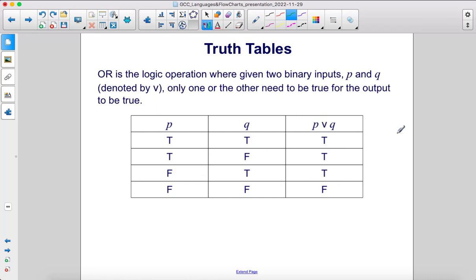Or is the logic operation where given two binary inputs, P and Q, only one or the other needs to be true for the output to be true. And here the symbol is a V, or an upside down caret symbol. If either one of these is true, the output is true. So if they're both true, the output is true. If one is true and the other is false, the output's still true. Same if you switch them. However, if both are false, the output is false.